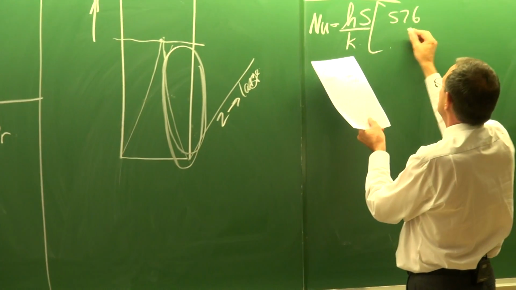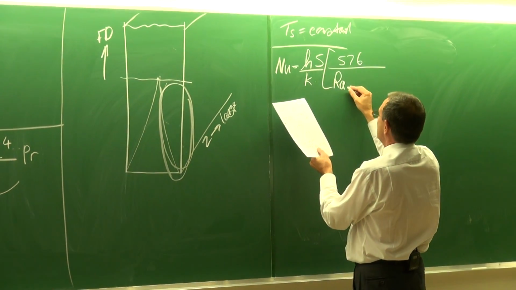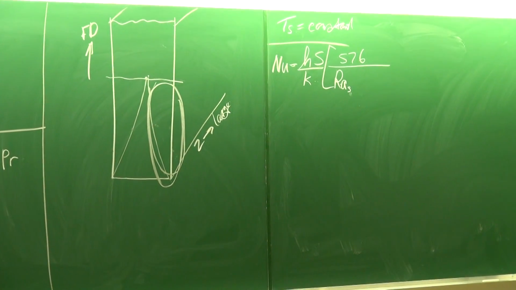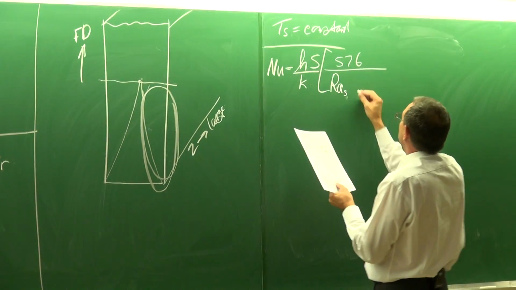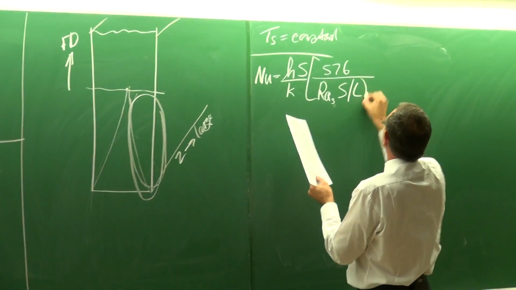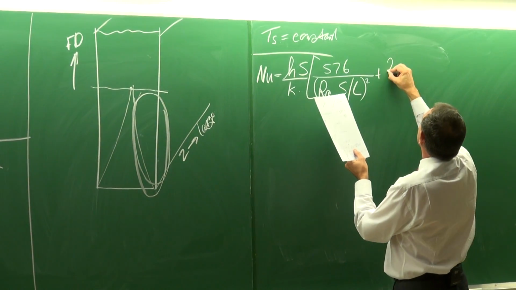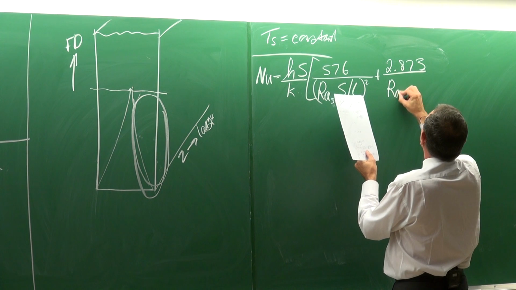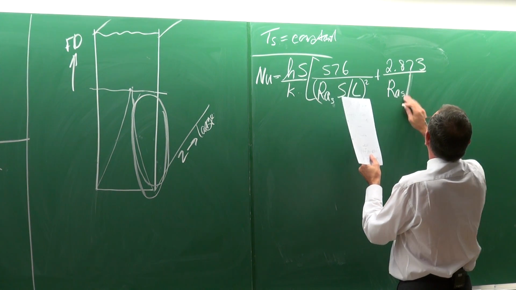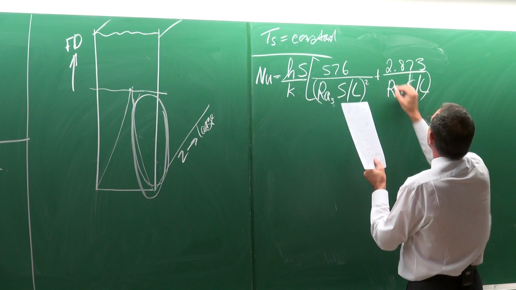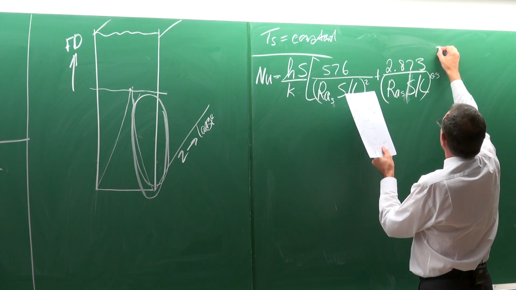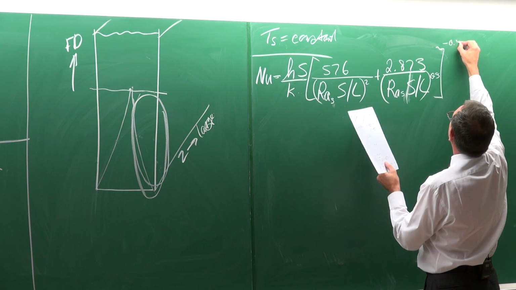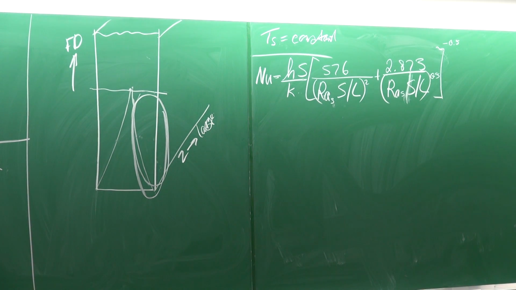And that equation looks something like that: 576 divided by the Rayleigh number, take note, based on S, the fin spacing, multiplied by S divided by L, all squared, plus 2.873 divided by the Rayleigh number based on the fin spacing, multiplied by S divided by L, to the 0.5, and everything to the power of minus 0.5. So that is typically how the equation looks to get the Nusselt number.